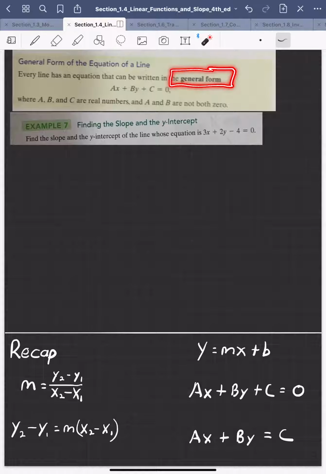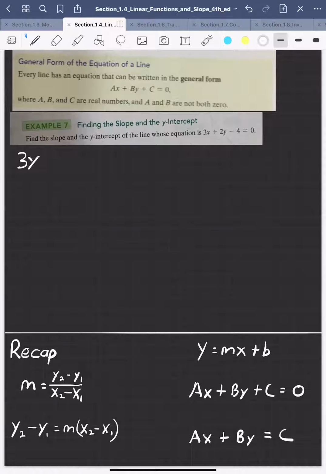When I say general form, what I mean is that your equation is set equal to 0. Right? Anything that you have is on the left side, and then all you have is 0 on the right side. So what is the question here? It says our goal is to find the slope and the y-intercept of the following equation. So let's jump in and get started.